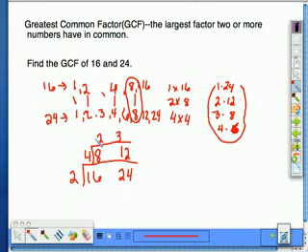Now with least common multiple, I took all the numbers. With greatest common factor, you just take the factors that are in common, the ones that I could pull out of both of those, and you multiply them. 2 times 4 equals 8. So my greatest common factor of 16 and 24 is 8.